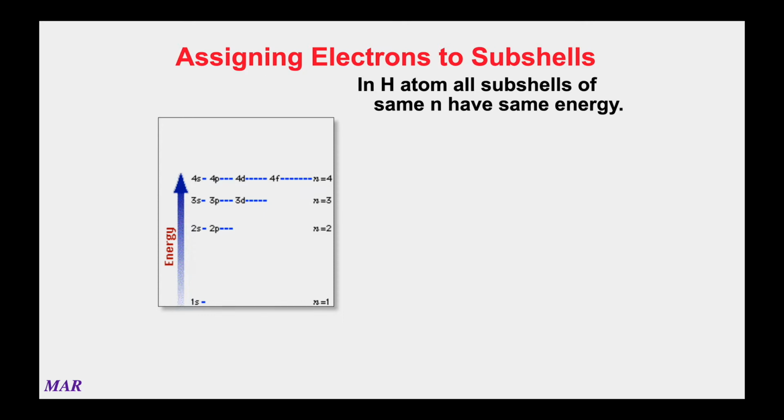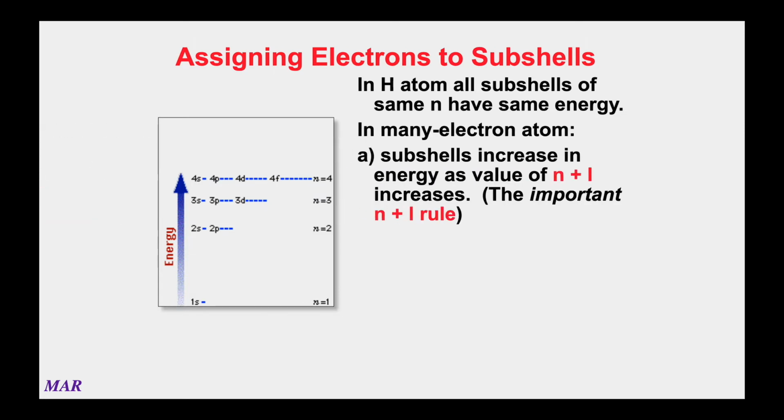But once you have more than one electron, that's when you need the n plus l rule. And the n plus l rule is pretty important, all right, because this is what chemists use to tell the order of electrons in an atom. You can actually go through and figure out the n plus l values and go from lowest to highest, or there are other ways to do it we'll talk about in a little bit. But in current theory, the n plus l rule works really well for assigning electrons to atoms.